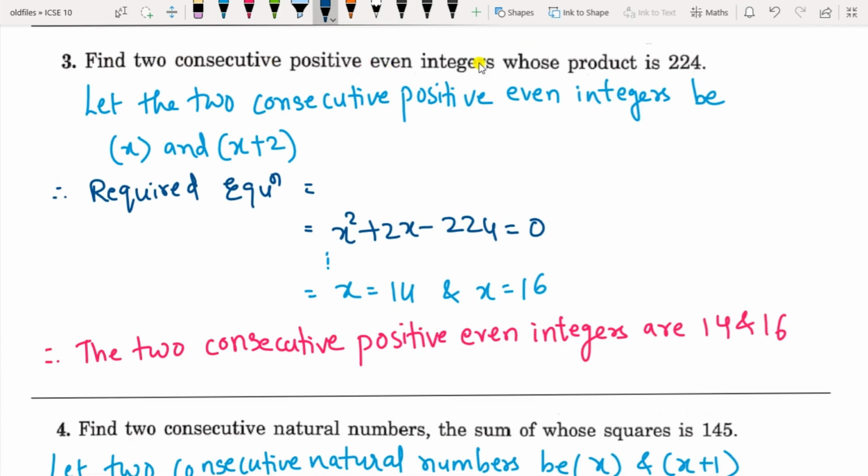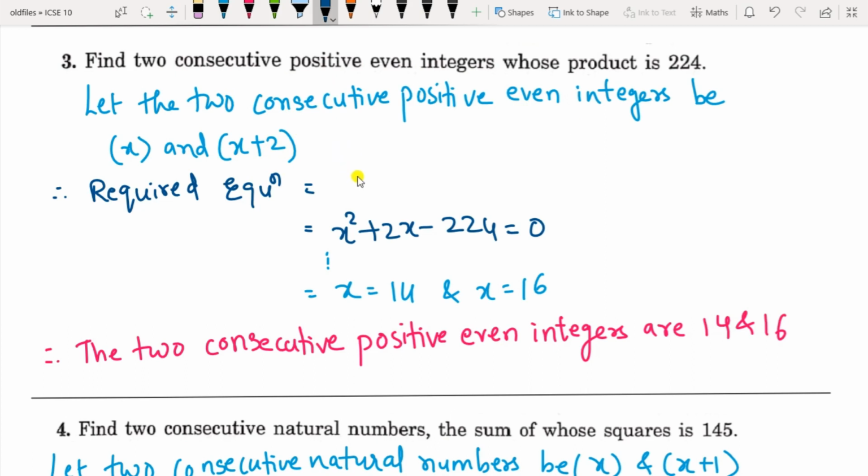Find two consecutive positive even integers whose product is 224. So let the two consecutive positive even integers be x and x plus 2. Here it is written two consecutive positive even integers. So even integers means if x is considered as 2, then the next will be 2 plus 2, that is 4, and consecutive means one after the other. Okay, so x and x plus 2 are the two consecutive positive even integers.